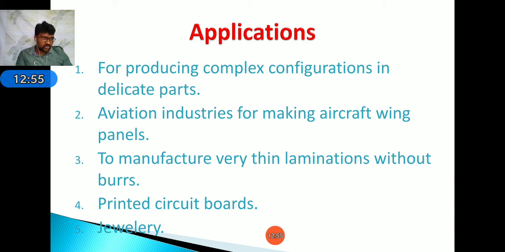The main advantage is that in electrochemical machining and grinding, we cannot use non-conductive material, but in the chemical machining process we can use any type of material. It should react with the chemical.